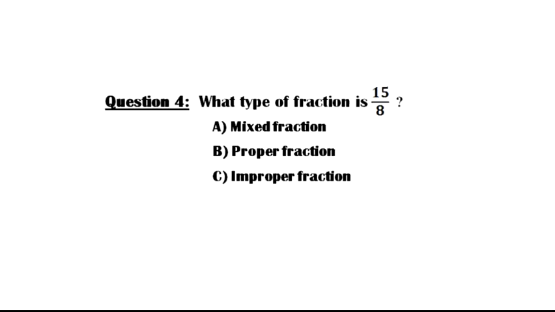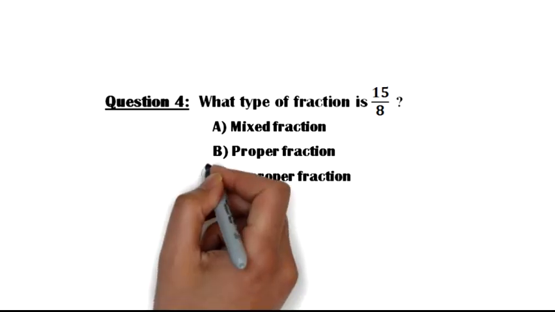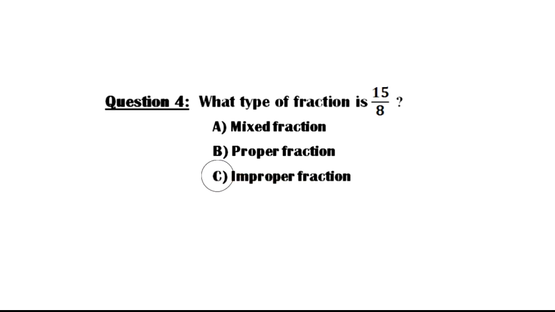Question 4. What type of fraction is 15 over 8? If we consider the fraction, the numerator, which is 15, is bigger than the denominator, which is 8. The fraction, whose numerator is bigger than the denominator, is an improper fraction. Therefore, the answer is option C.